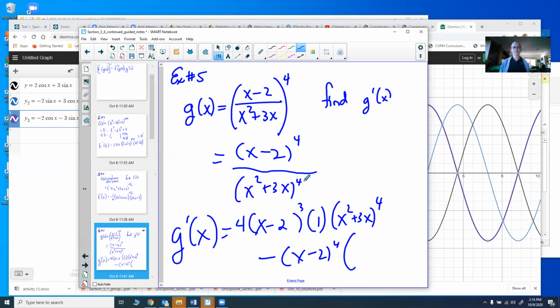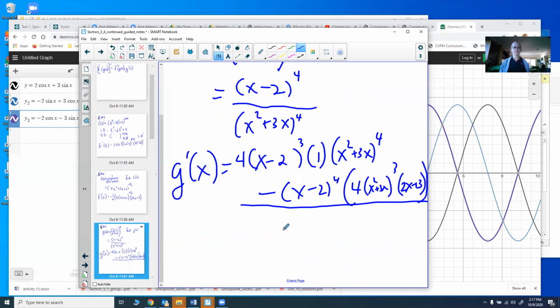And again, the bottom is also a chain rule. So it's the derivative of the outside, which is 4 times something cubed, times the derivative of the inside, which would be 2x plus 3. And my something is x squared plus 3x. And then the whole thing is over top of the bottom squared. So x squared plus 3x to the 4th to the 2nd.